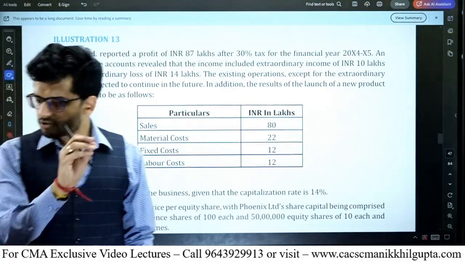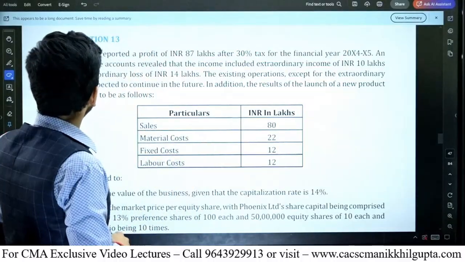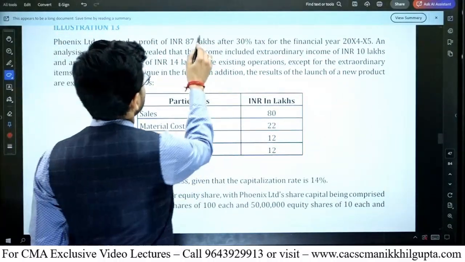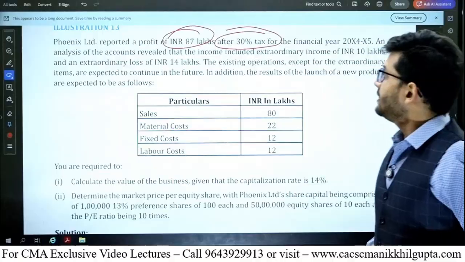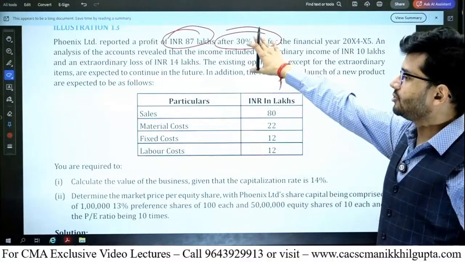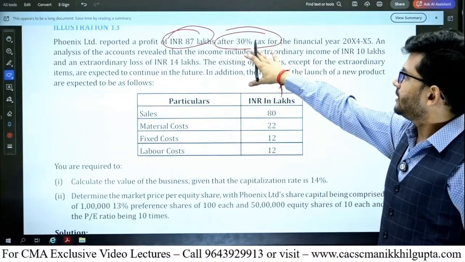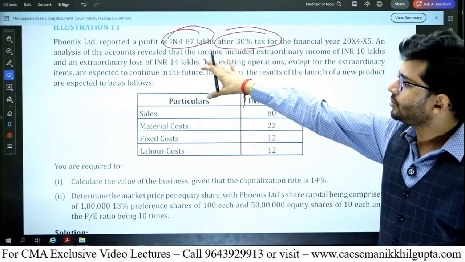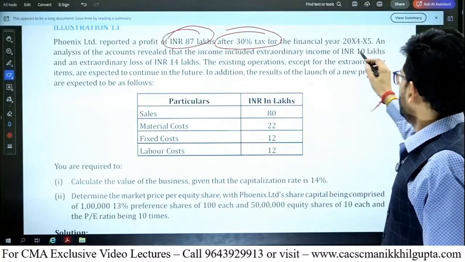Alright, illustration number 13 is also a straightforward computation. Phoenix Limited reported a profit of 87 lakhs after tax. Okay, now I have to calculate the profit before tax. I'm going to add on the tax element to it to get my before tax figure.